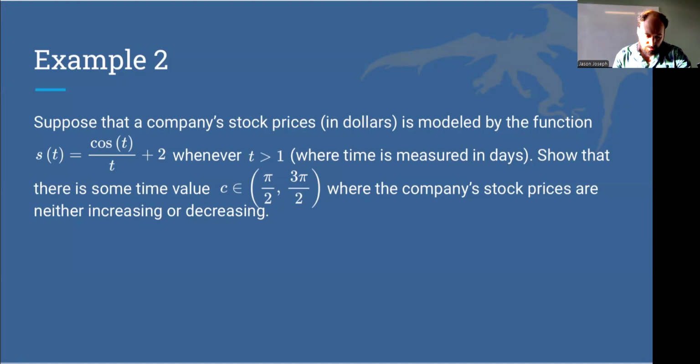Pi over 2 is approximately 1.57, and 3 pi over 2 is approximately 4.71, just for frame of reference. This function says that it's only valid when t is greater than 1, so we're certainly in that range.